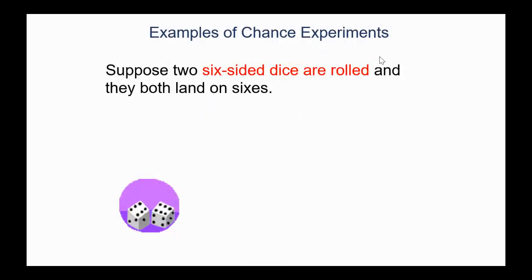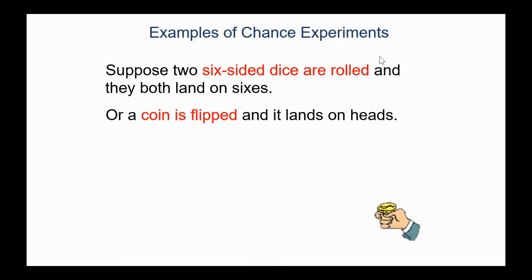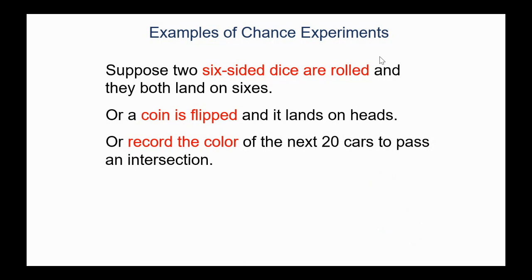So, these are some examples of chance experiments. We roll 2 6-sided dice, and they both land on 6s. Or a coin is flipped, and it lands on heads. Or we record the color of the next 20 cars to pass an intersection. There's no way. We didn't send someone down 2 intersections and radio back to us what's coming. We don't know what's coming. We can only see it as they come.